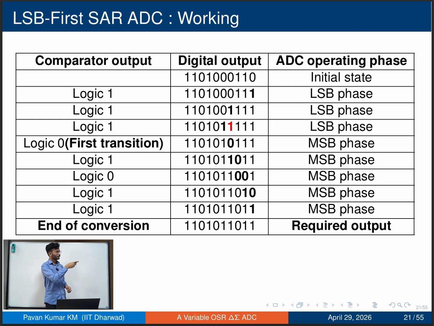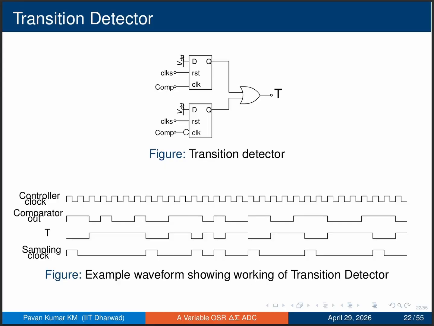So, it is necessary to detect the transition in the comparator output. To detect that, we will be using a transition detector. The comparator may give a transition from 1 to 0 or 0 to 1, so two different flip flops are used to detect this. T will rise from 0 to 1 on transition, and that will remain in one state for the rest of the conversion cycle. To reset it to 0 after every conversion, the D flip flops are controlled by the sampling clock.